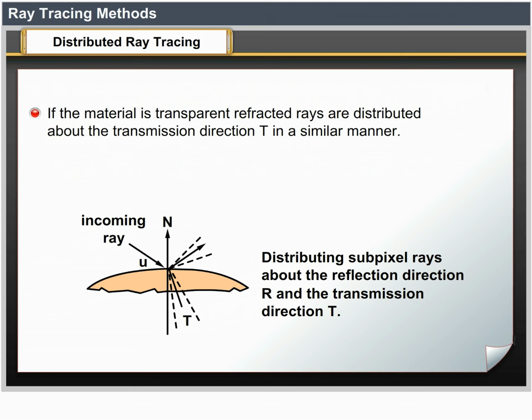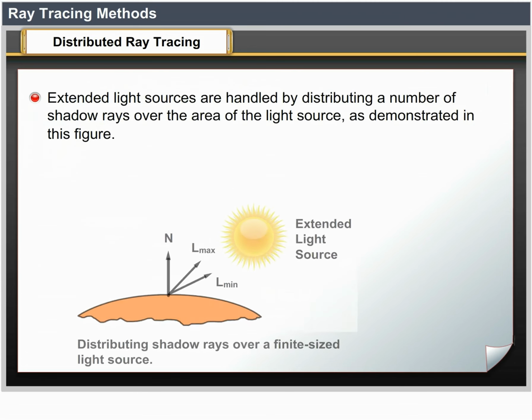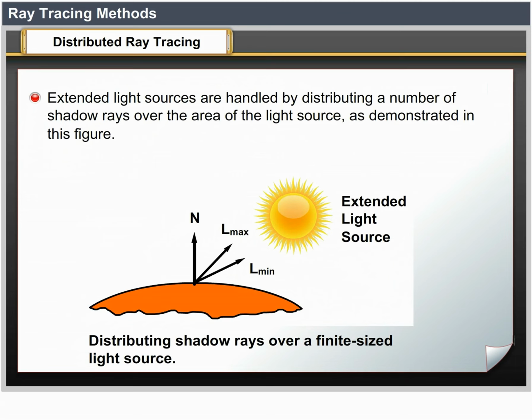Extended light sources are handled by distributing a number of shadow rays over the area of the light source as demonstrated in this figure.